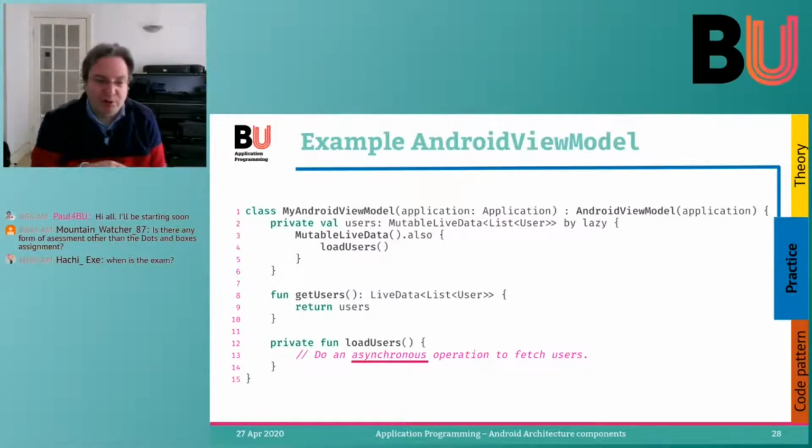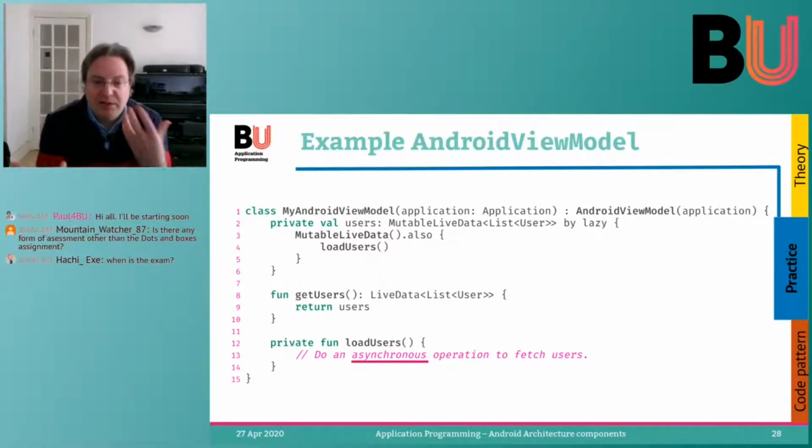Of course, you can also have an extension of AndroidViewModel, which looks like this. Basically, you just pass in the application and pass it along to the parent, and then you have access to the application through the getApplication method.